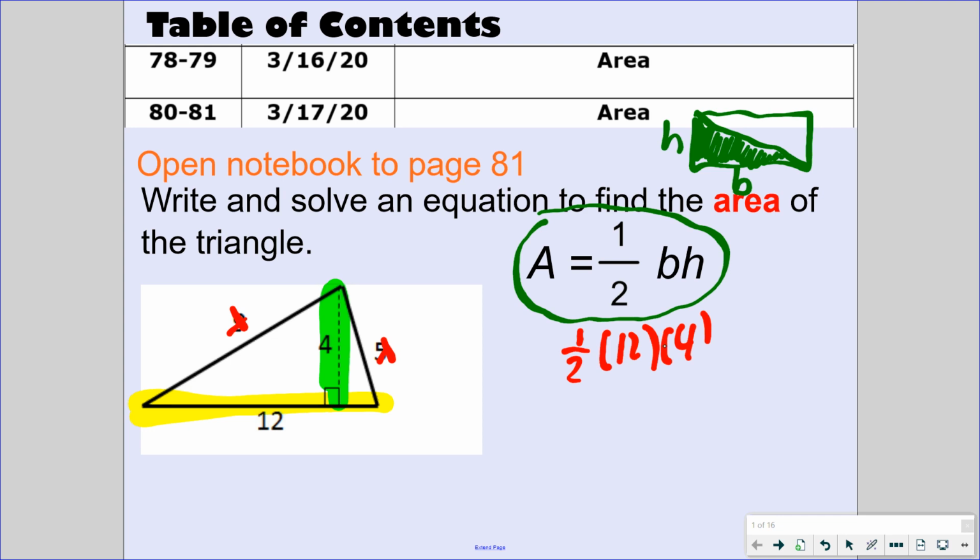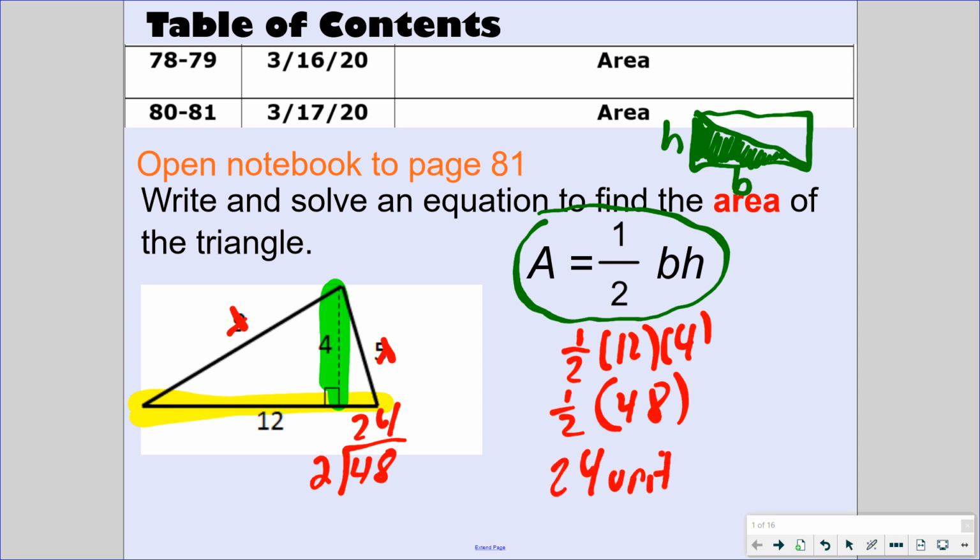So half, the base is 12, the height is 4. What is base times height? What's 12 times 4? 48. What is half of 48? When you say half of something, what operation are you doing? You're really dividing by 2. So it's 24. So 24 units square. Why square? Because it's a two-dimensional flat shape. That's one way you could have solved it.